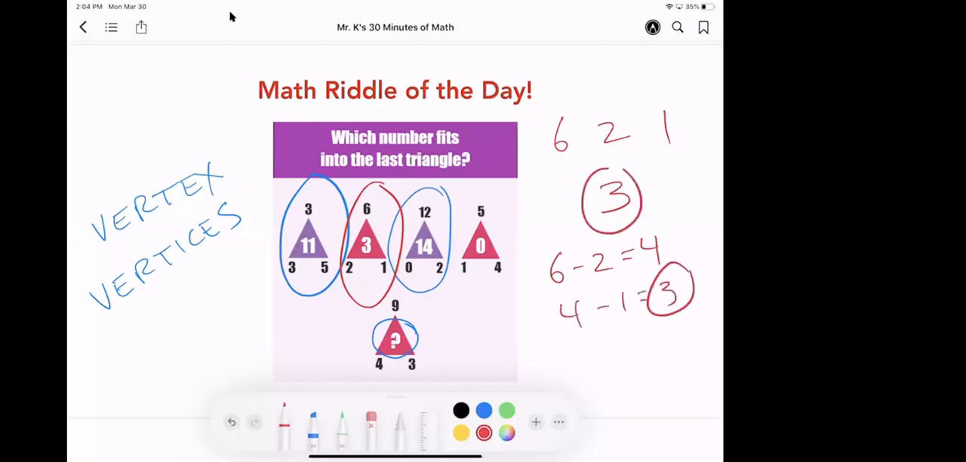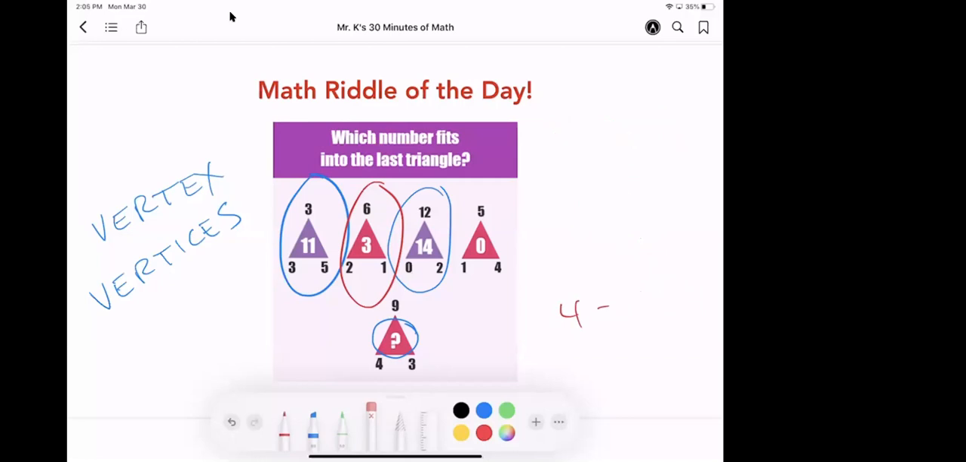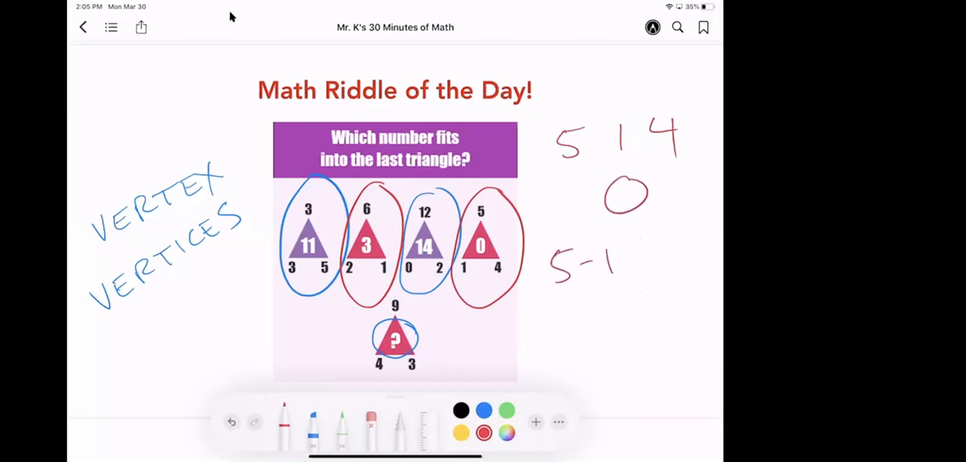Aha, that does work. Let's see if it works for the other red one right here. Let's try this one. 5, 1, and 4, and 0 was in the middle. 5 minus 1 equals 4, and 4 minus 4 equals 0. Aha, so it does work. So that's the pattern. We add the numbers for the purple triangles, and we subtract for the red triangles.